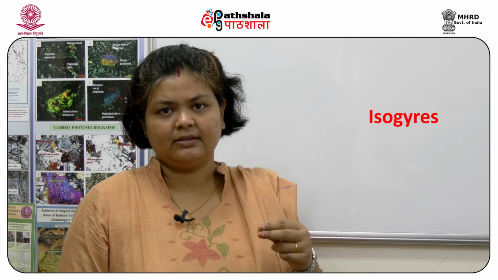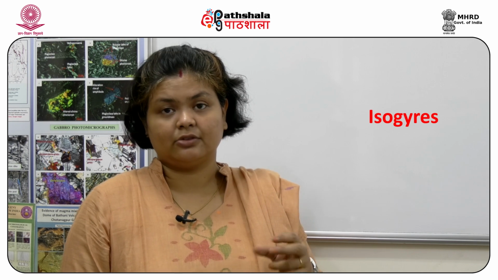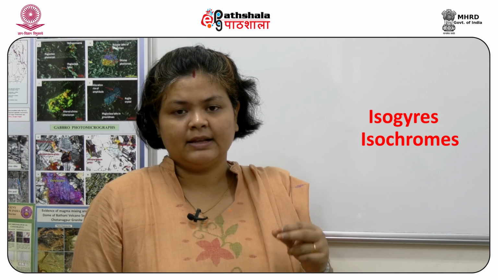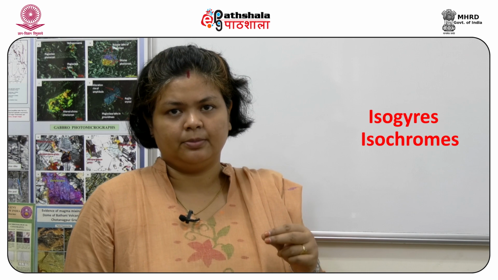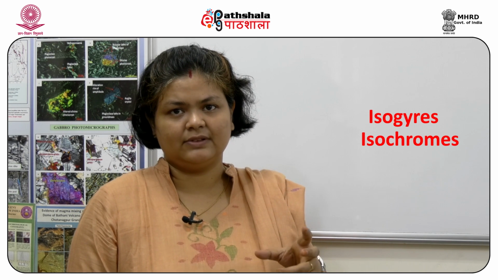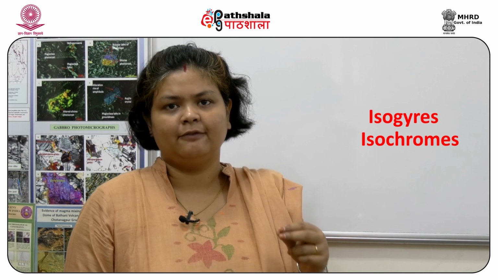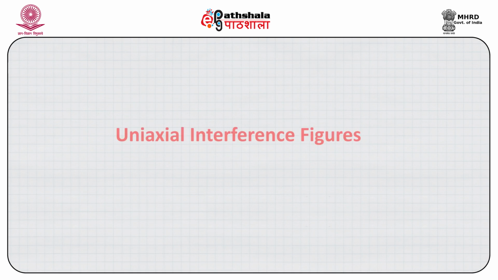So, in an interference figure, we usually observe two types of structures. We have a dark cross which we call isogyres, and we have a set of colored rings called isochromes, which are interference color rings. Depending on the type of mineral we are observing and on rotation of the stage, these isogyres and isochromes will vary. Now we will discuss uniaxial interference figures.